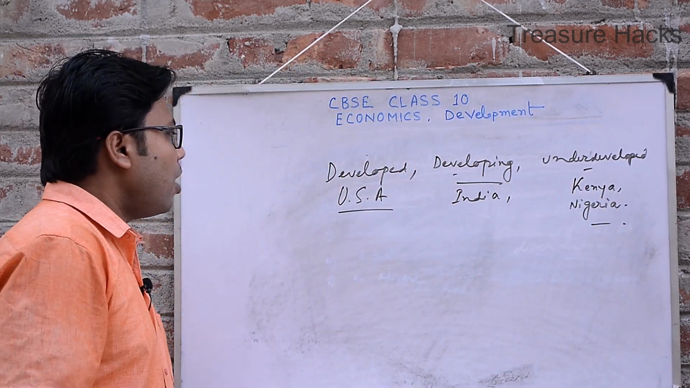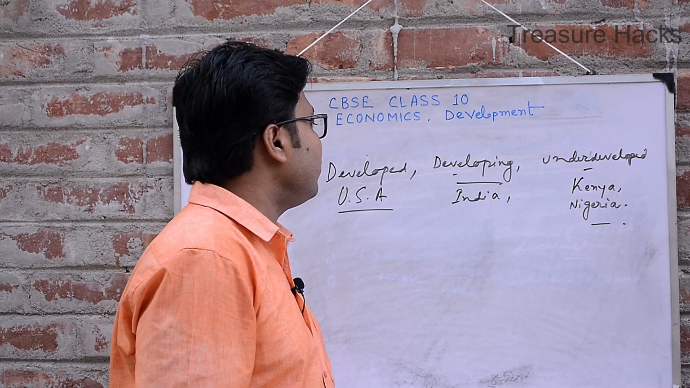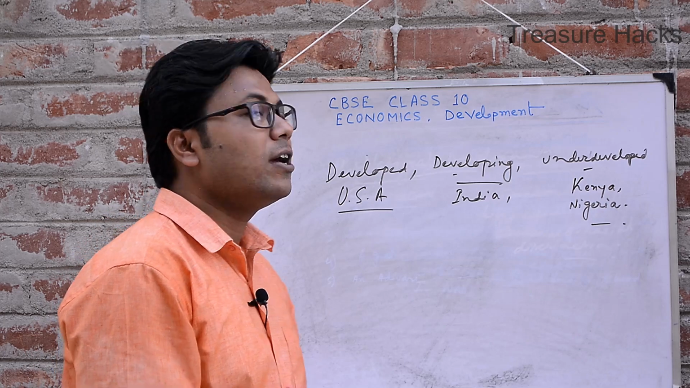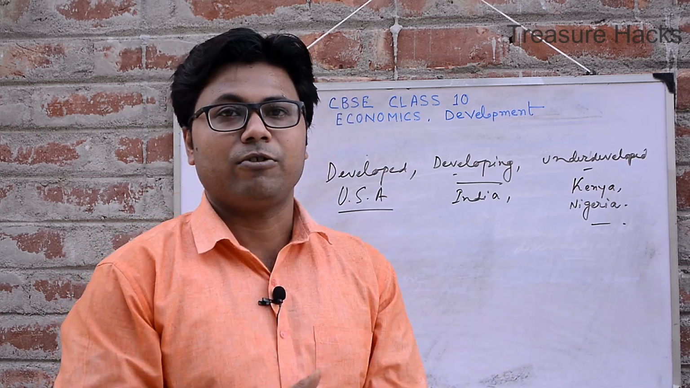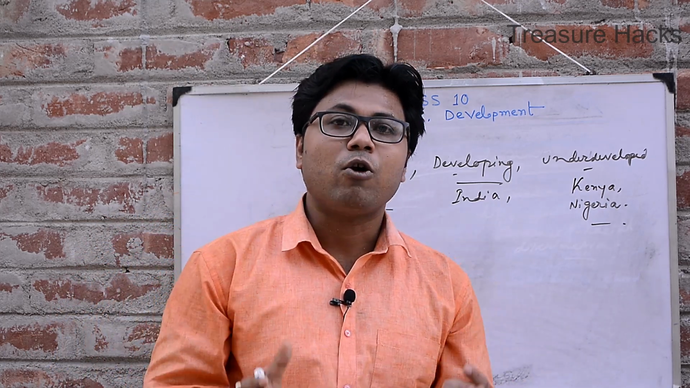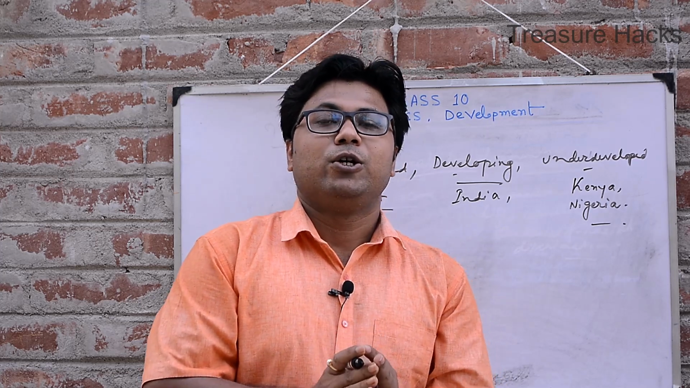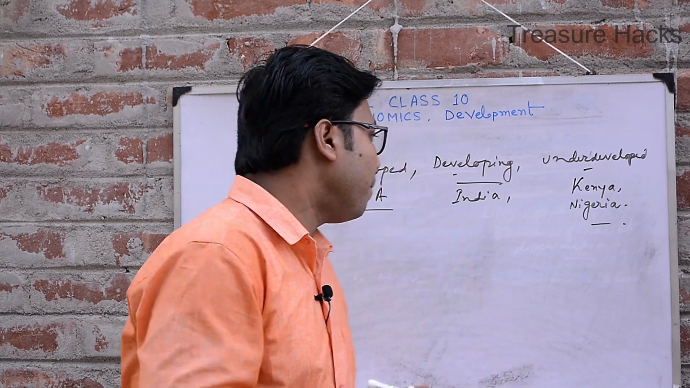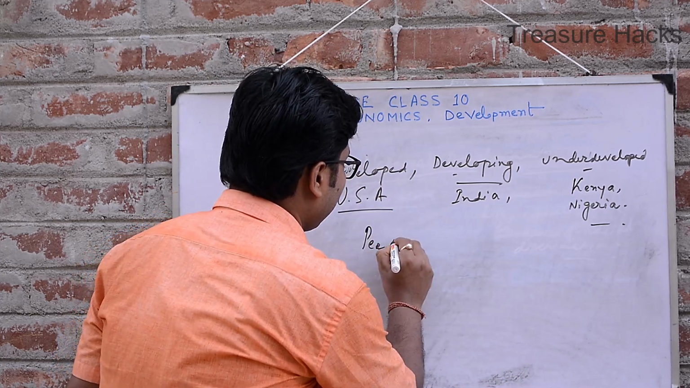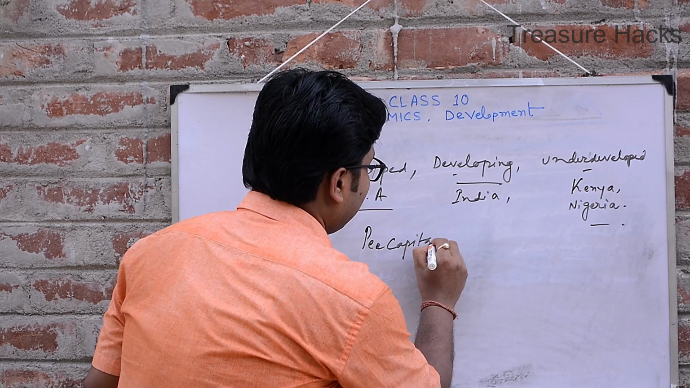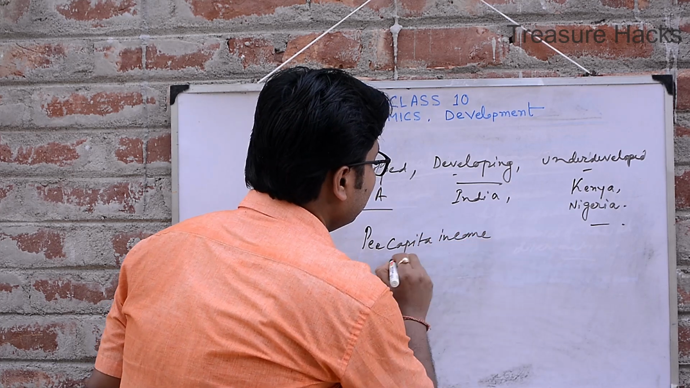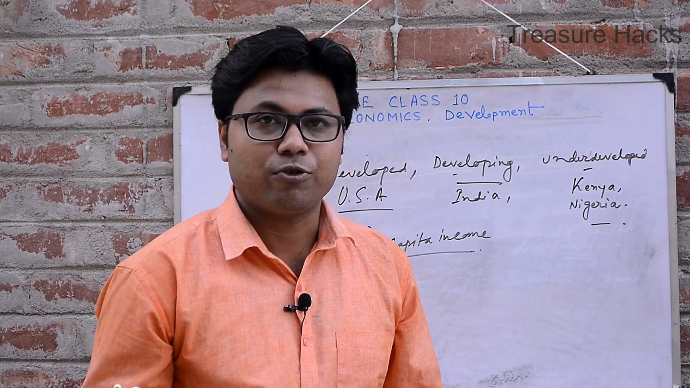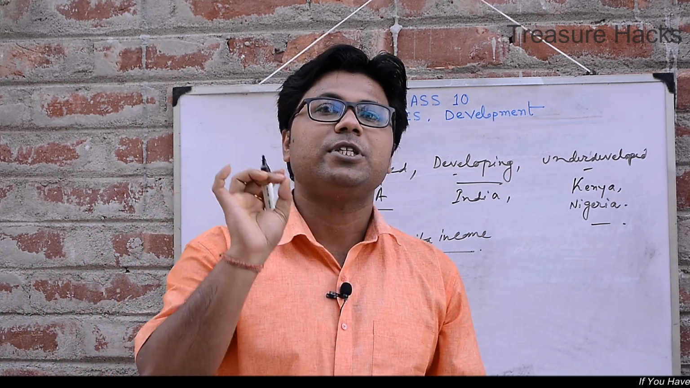So how can we say that USA is a developed country and India is a developing country, whereas Nigeria or Kenya is an underdeveloped country, and how is it calculated? According to the World Bank, per capita income is used to determine the developmental status of a country.